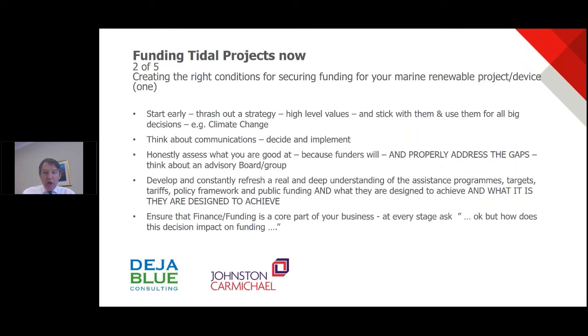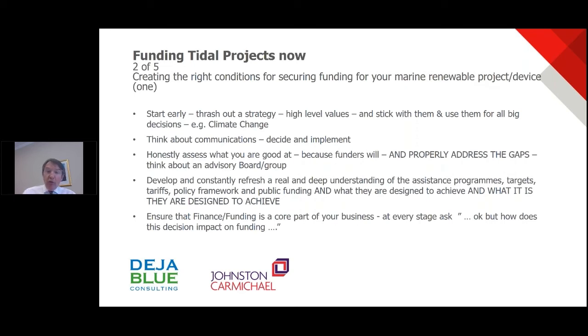As I said in connection with the last slide, I referenced the tariffs, the policy framework, and the public funding, and what they are designed to achieve. You really need to understand that. Because if you understand what they are designed to achieve, you can shape your project, your business, and your ask so that it delivers all or most of those things, and that will enhance your prospects of getting funding.